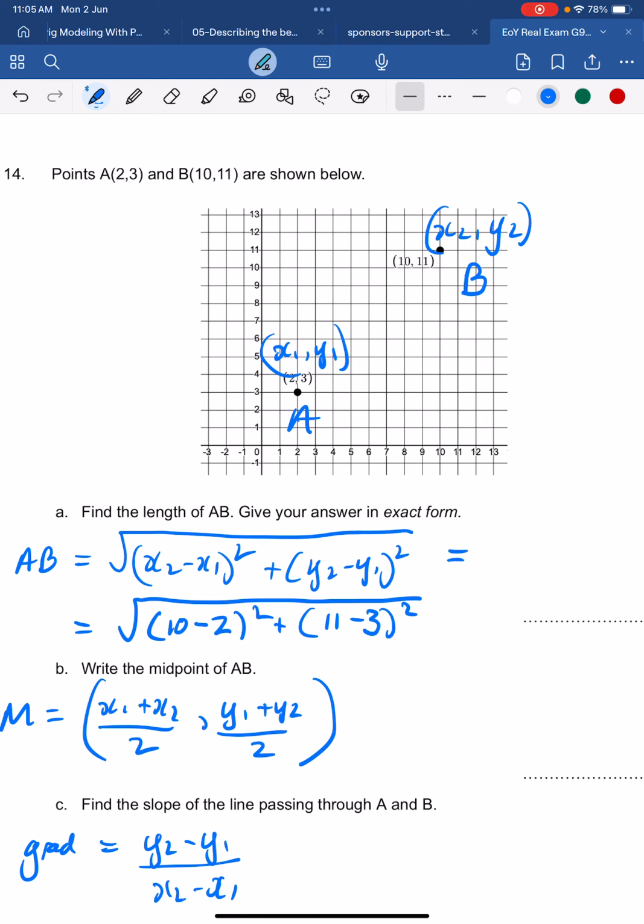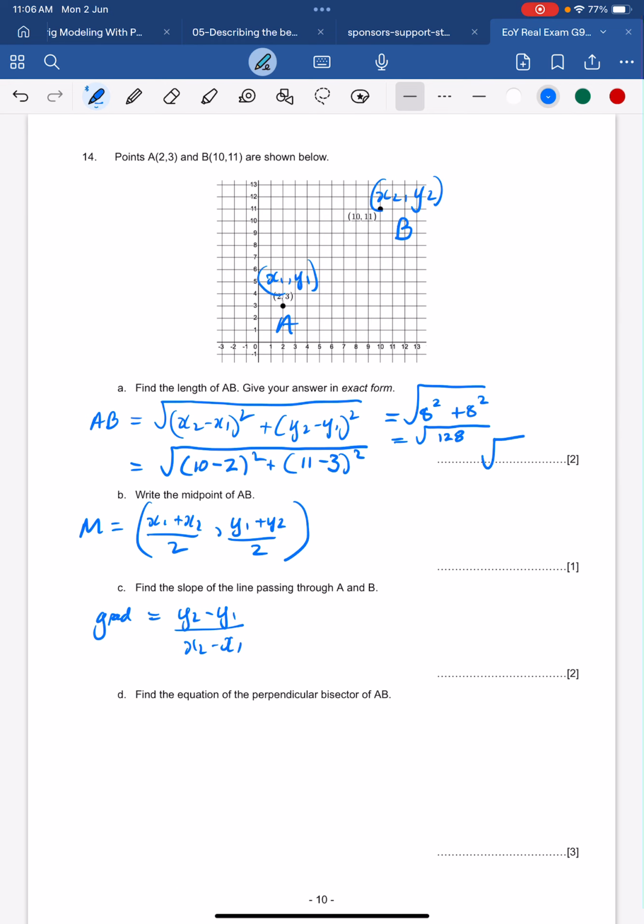And we tidy this up. This is 8 squared plus 8 squared. So this is the square root of 128. And you can leave that as the square root of 128 in here. That is an exact value. We didn't use the calculator to make a decimal approximation.